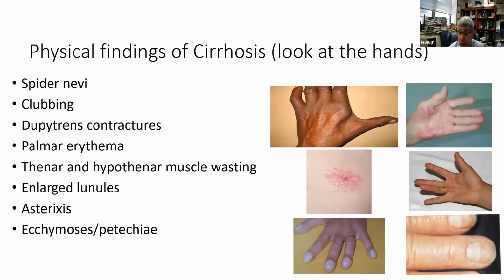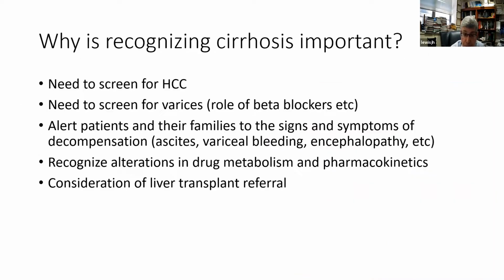Physical findings: I like to say that there are at least six or seven clinical findings of cirrhosis by just looking at somebody's hands and their fingers. You can see spider nevi, clubbing, Dupuytren's contractures, palmar erythema, muscle wasting, and enlarged lunules, which usually mean hypoalbuminemia. You can see the flapping tremor, asterixis. You can see ecchymosis. So look at their hands, very important, and you may pick up cirrhosis.